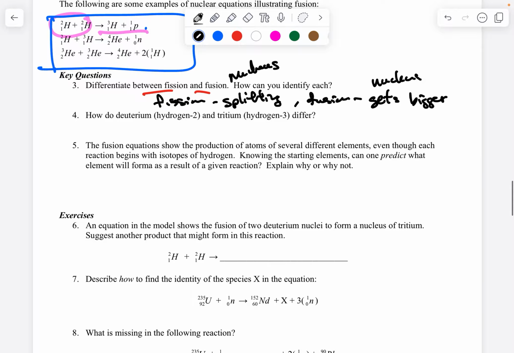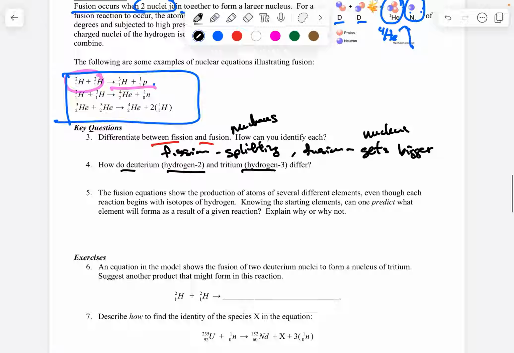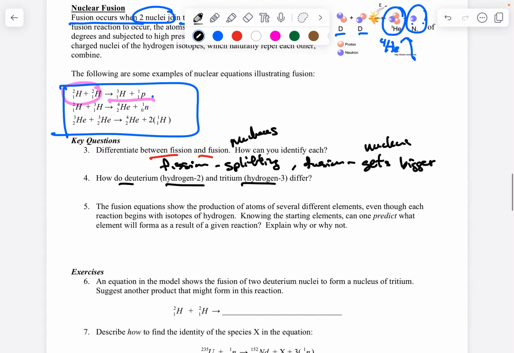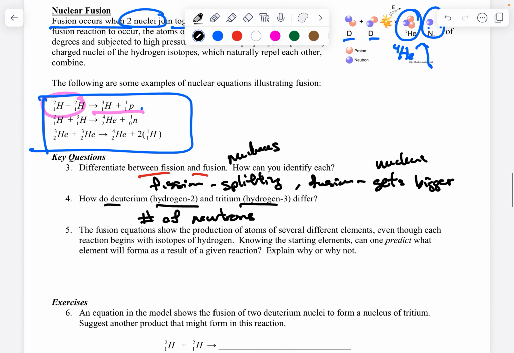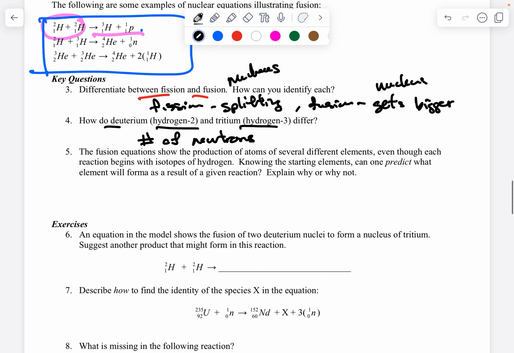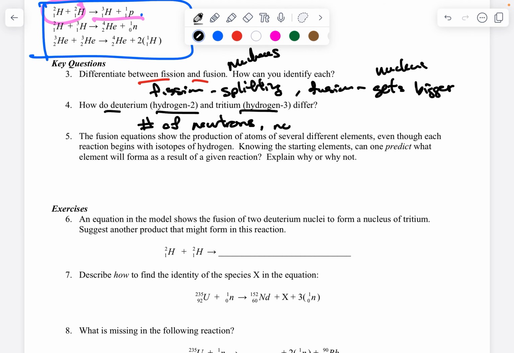How do deuterium, hydrogen-2, and tritium differ? How are they different? Well, it's the number of neutrons. That's what's different. Remember, if the number of protons changes, then the element changes. So it's the neutrons that are changing, not the protons.